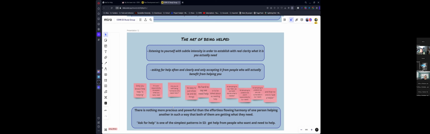Final thought. There is nothing more precious and powerful than the effortless flowing harmony of one person helping another in such a way that both of them get what they need out of that. So ask for help. That's absolutely one of the simplest patterns in S3. There's a couple of short, small ones in there. This is one of the shortest. And it's a pretty simple idea. Get help from people who want and need to help you.